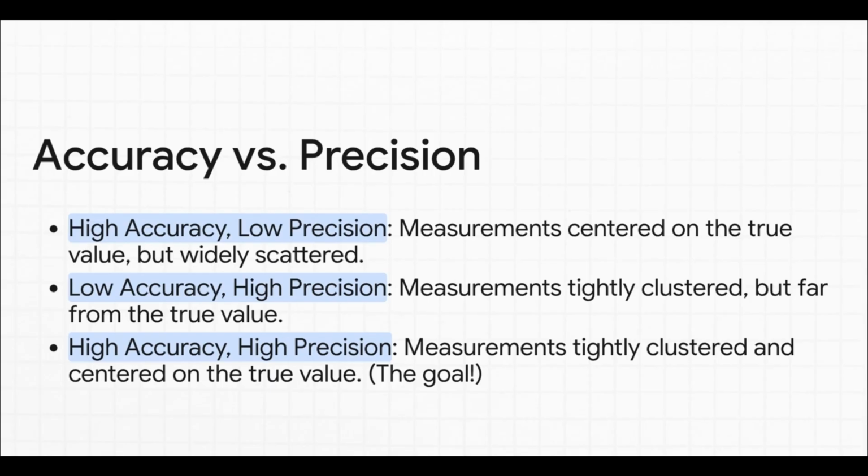Now, what if you have low accuracy but high precision? That means all your darts are in one tight little clump, but it's way over in the corner of the board. You're very consistent, but you're consistently wrong. What you want, the goal, is high accuracy and high precision. A nice, tight group of darts right in the center of the bullseye.